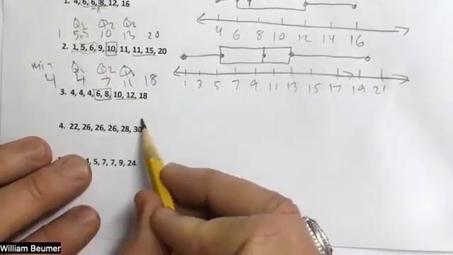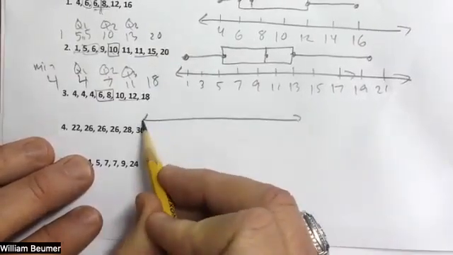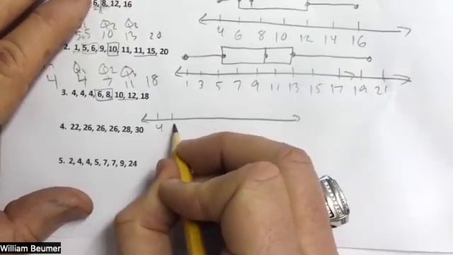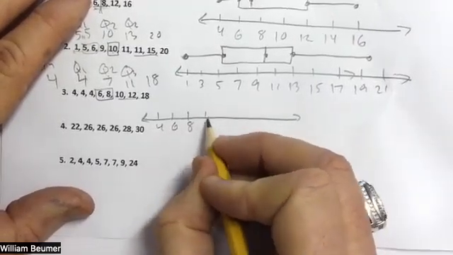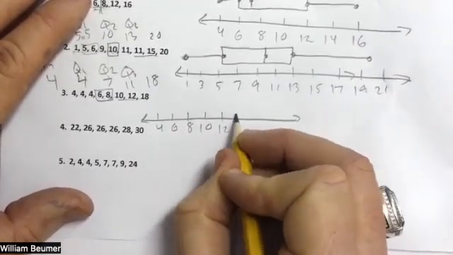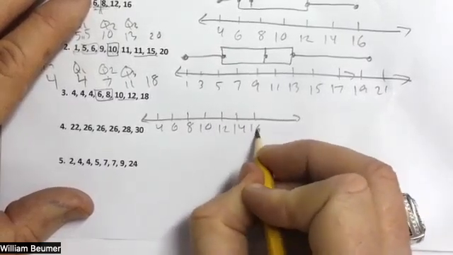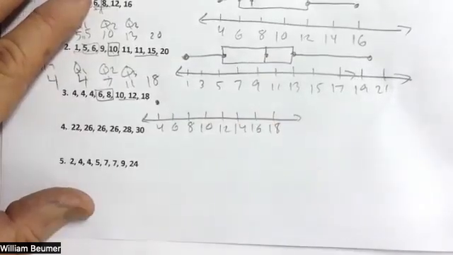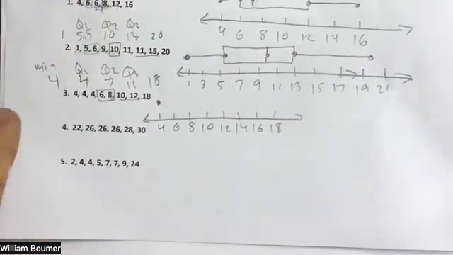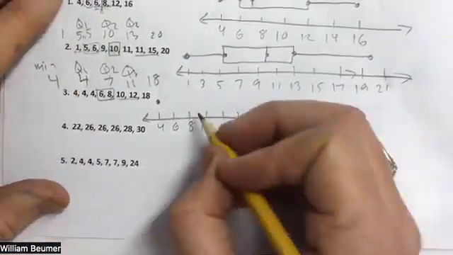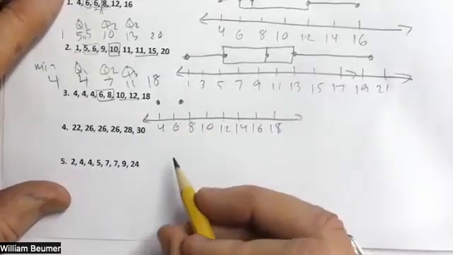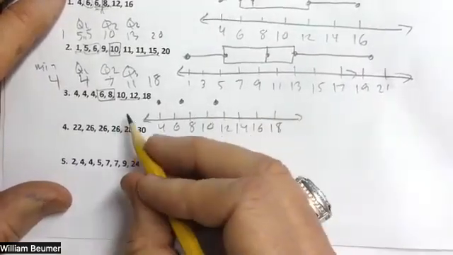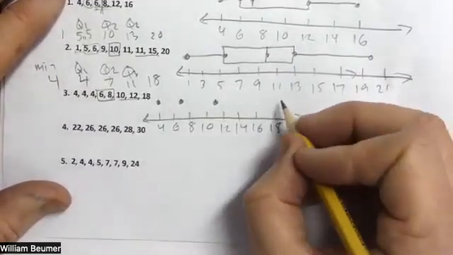So this is what I would do. I draw my scaling, going from 4 to 18. So what the heck, I'll go in units of 2 again: 4, 6, 8, 10, 12, 14, 16, 18. I just put 1 dot for 4, even though it's occurring twice. Then a dot for 7, and then a dot for 11, and then a dot for 18.